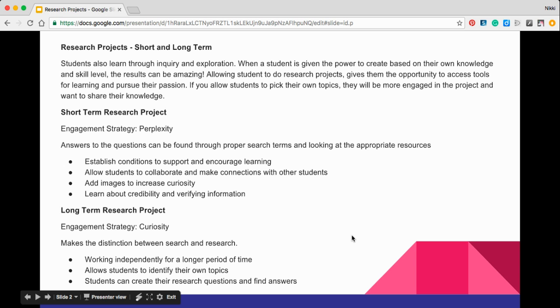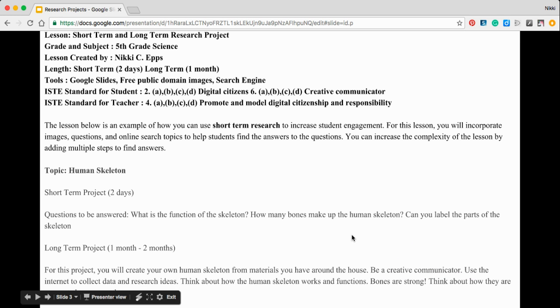Long-term research projects, the engagement strategy is curiosity. It makes a distinction between search and research. Students are working independently for a longer period of time. It allows students to identify their own topics, and students can create their research questions and find answers.